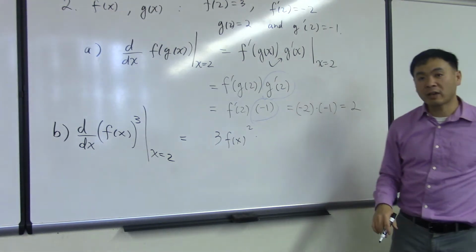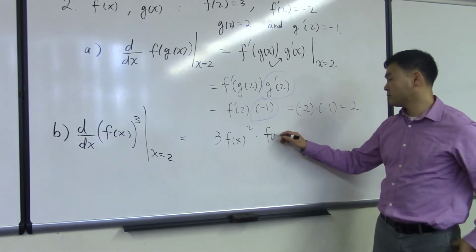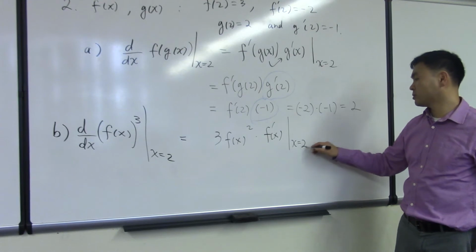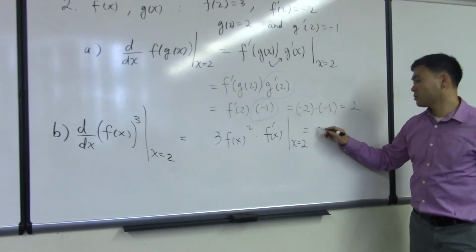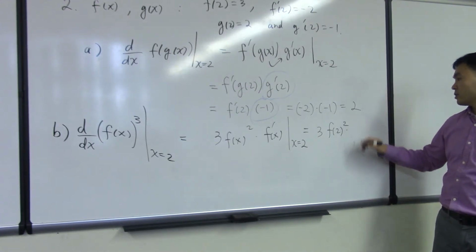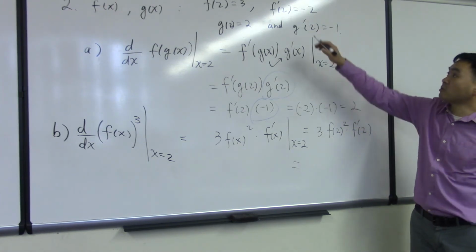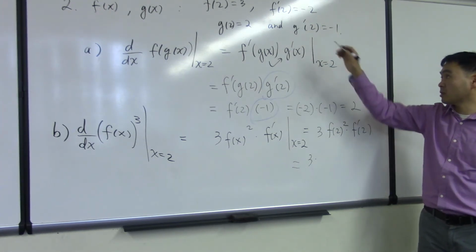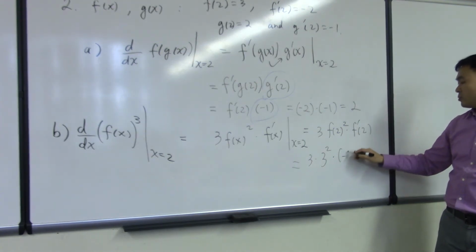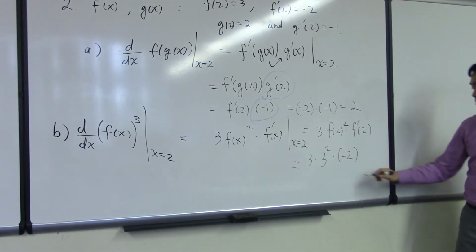Now, what does the chain rule say? The inside function should be pulled out and differentiated. And then I have to plug in 2. Therefore, this is 3 times f of 2 squared times f prime of 2. And then we can use the numbers given up there. That's f of 2 is 3, f prime of 2 is negative 2. 3 squared is 9, 9 times 3 is 27, times negative 2 is negative 54.